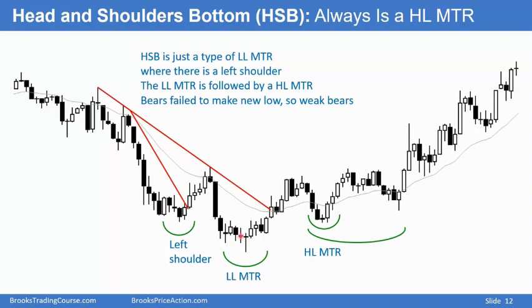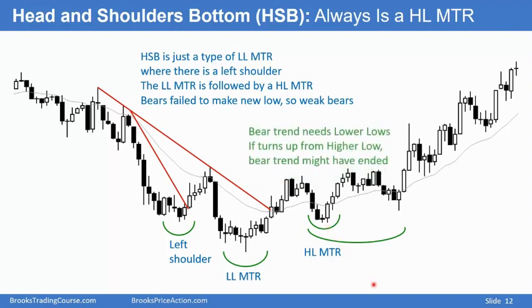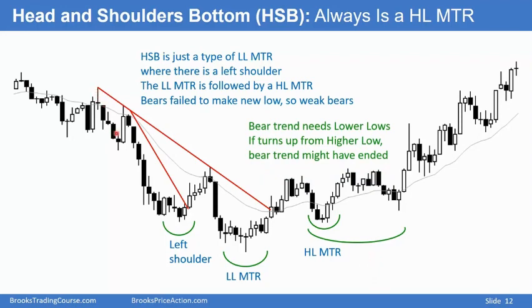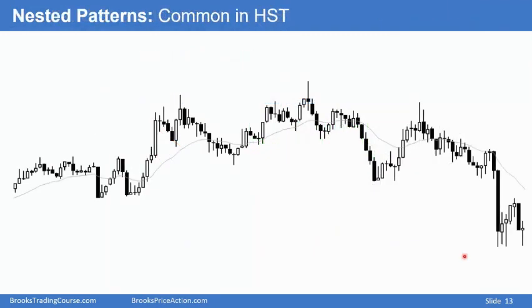Every head and shoulders bottom has both a lower low major trend reversal and a higher low major trend reversal in it. The bears failed to make a new low, so the bears are getting weaker and the bulls are getting stronger. A bear trend needs lower lows, and if you get a higher low, you have to be wondering if the bear trend has ended and the market has converted into a trading range or into a bull trend. Nested patterns, a pattern within a bigger pattern, are common, and they're especially common with head and shoulders tops and head and shoulders bottoms.